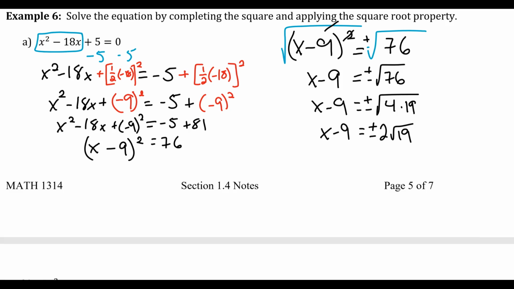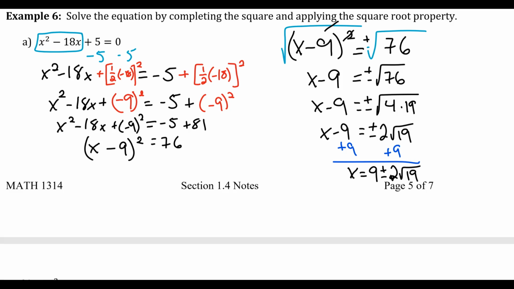I need to add that 9 to both sides, and so I get x is equal to 9 plus or minus 2 square root of 19. Now remember that I normally put my number in front and my plus or minus part in the back and everything.